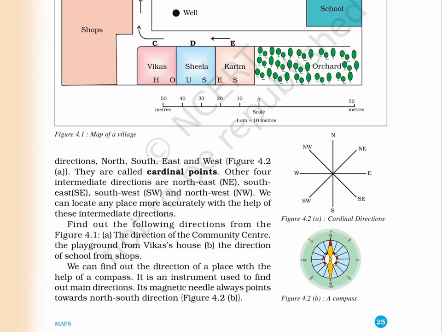Find out the following directions from the figure 4.1. A. The direction of the community center and the playground from Vikas's house. B. The direction of school from shops.